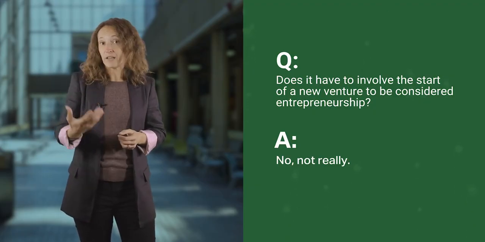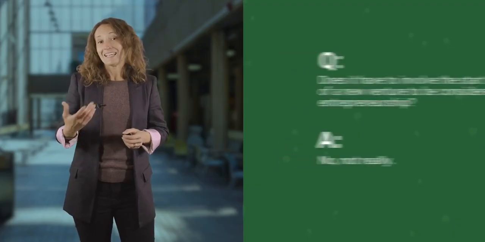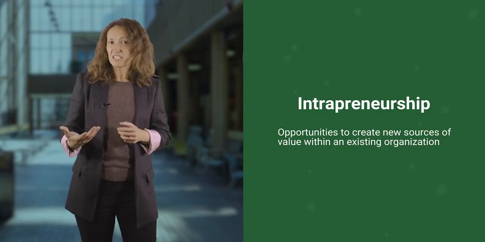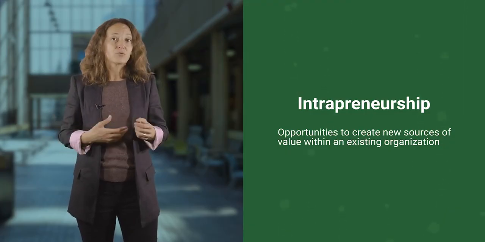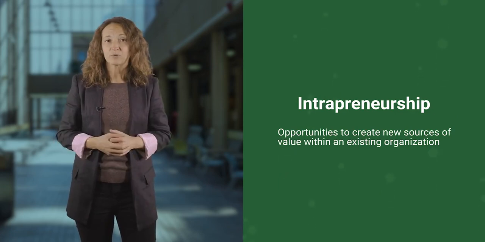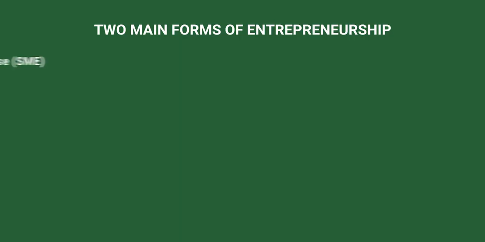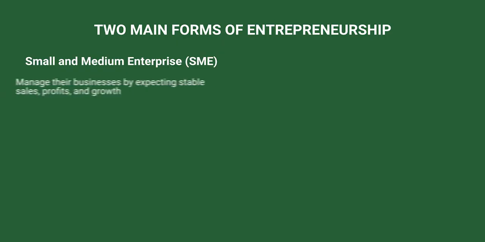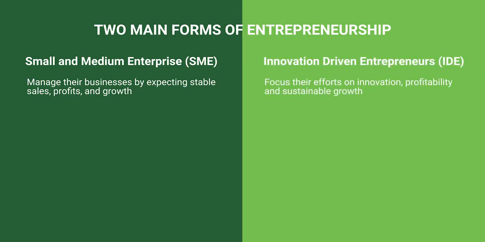Opportunities to create new sources of value, which is at the heart of what entrepreneurship is, can even occur within existing organizations. That's sometimes called intrapreneurship, but it's really the same idea. And it can be supported through all of the same tools that we're going to talk about in this module. But generally speaking, there are two primary forms of entrepreneurship. On the one hand, you have small and medium enterprises, sometimes referred to as SMEs. And on the other hand, as you can see through the graphic on the screen, we have something called innovation-driven entrepreneurship, where these entrepreneurial ventures are really focused on innovation and profitability and growth.